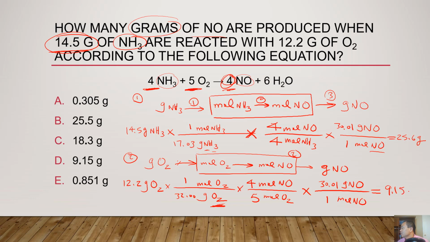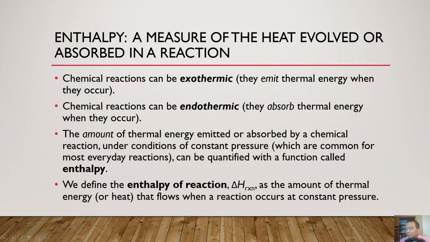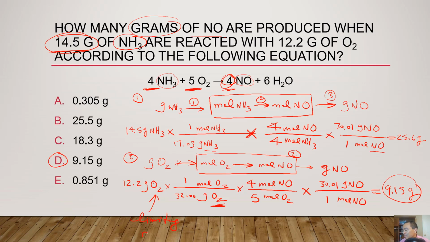9.15 grams. Since 9.15 is the smaller amount, that is the amount that can be produced. By the way, oxygen will be called the limiting reagent or limiting reactant. All right, that's almost all we need to talk about.